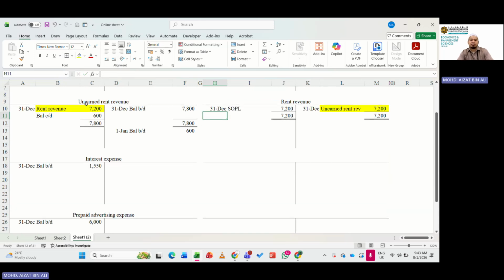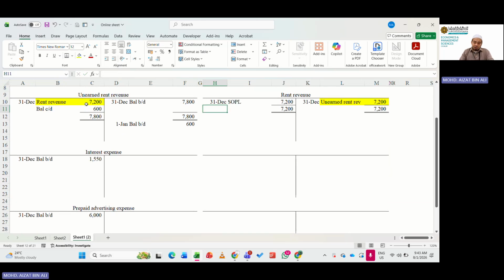Next. Interest expense payable was 150. So we have the interest expense account, and it says interest expense payable. What does payable mean? It means that we have to pay. It's not paid yet. So do we have to add or minus? We have to add, right? So interest expense will be added on the debit side. So here, the particular is interest expense payable.